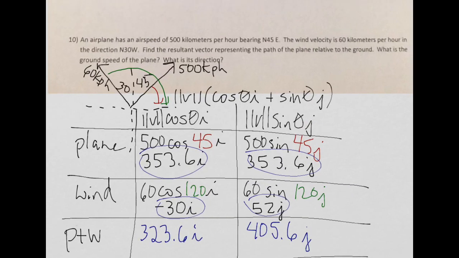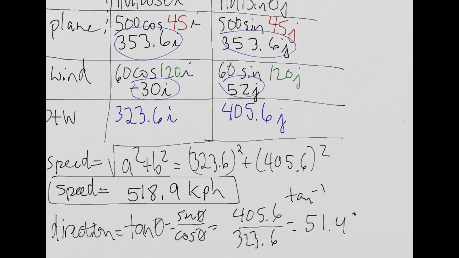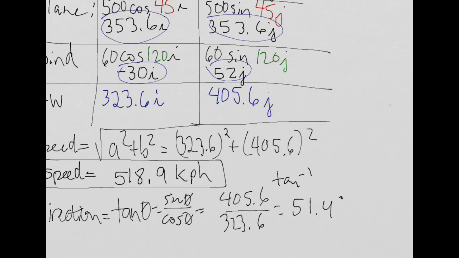Alright, now let's look back up at our picture here. Our plane is in quadrant 1. The wind is going in quadrant 2, so it does make sense that the resultant direction would be in quadrant 1 also. Tangent is positive there, so that's north 51.4 degrees east. That's my direction of the plane.